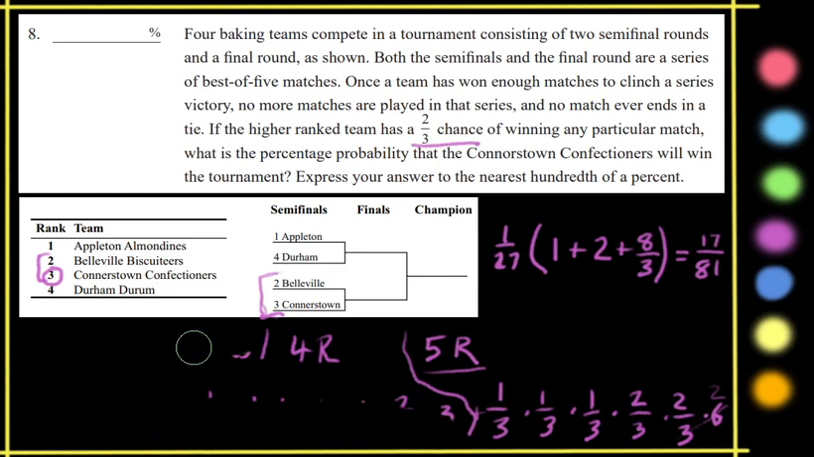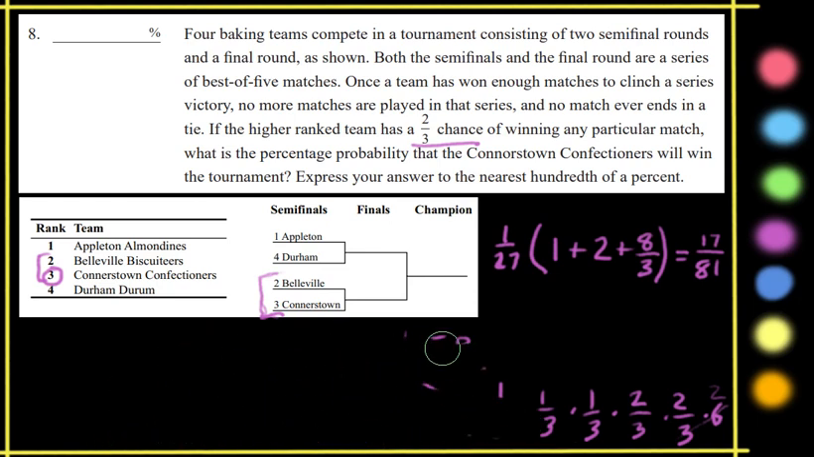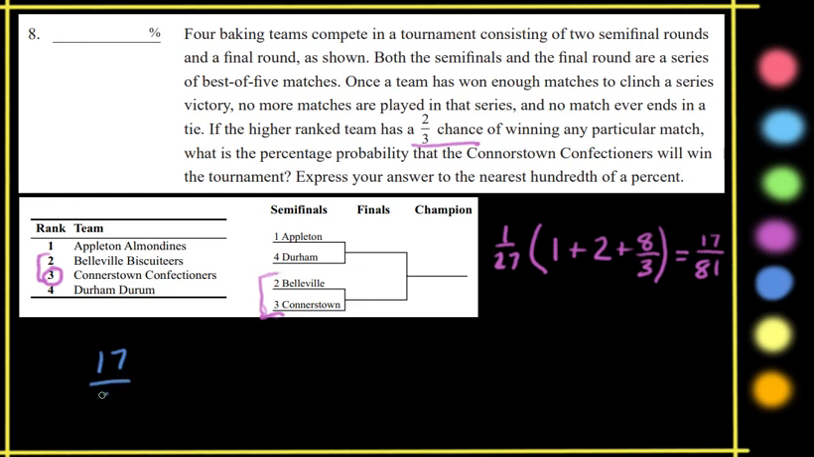We're almost there just from that, even though we've got to consider all three of these games. But using that number will be very, very useful. So let's see what happens next. So in order for Connorstown to become the champion, first of all, they have to win their semifinal game. So that's going to be a 17 out of 81 chance. And then what has to happen? Well, we could either have Appleton or Durham win in this semifinal game. So let's consider the case first where Appleton wins.